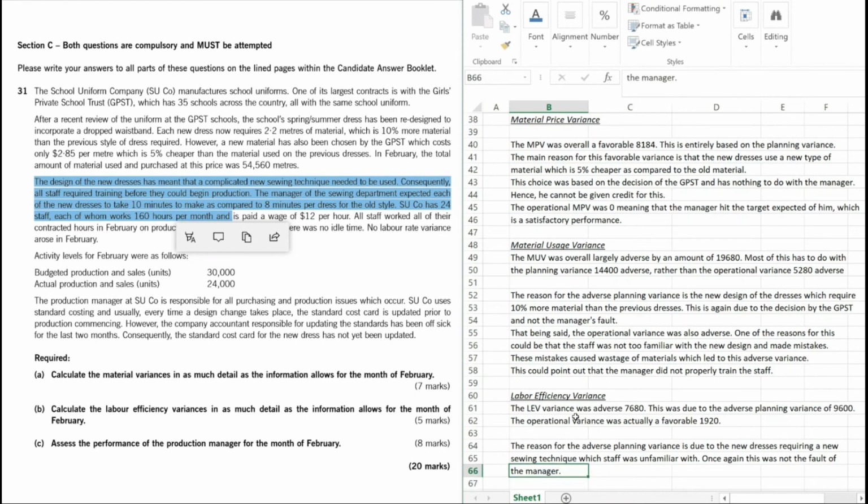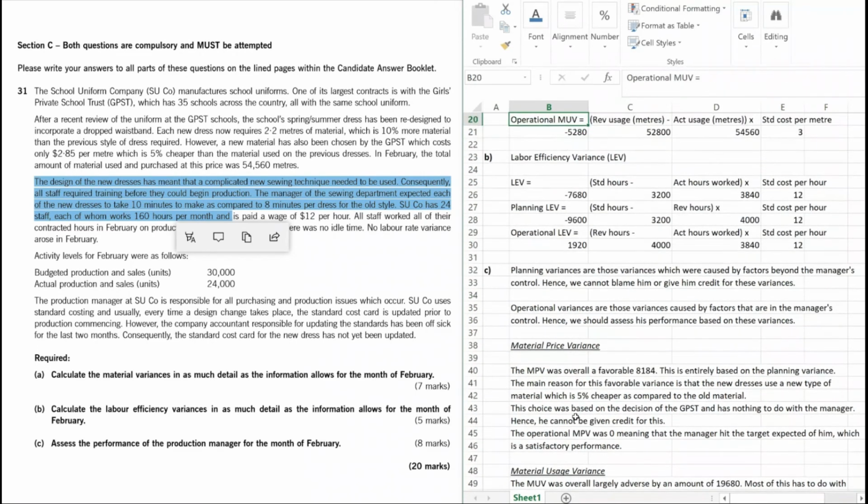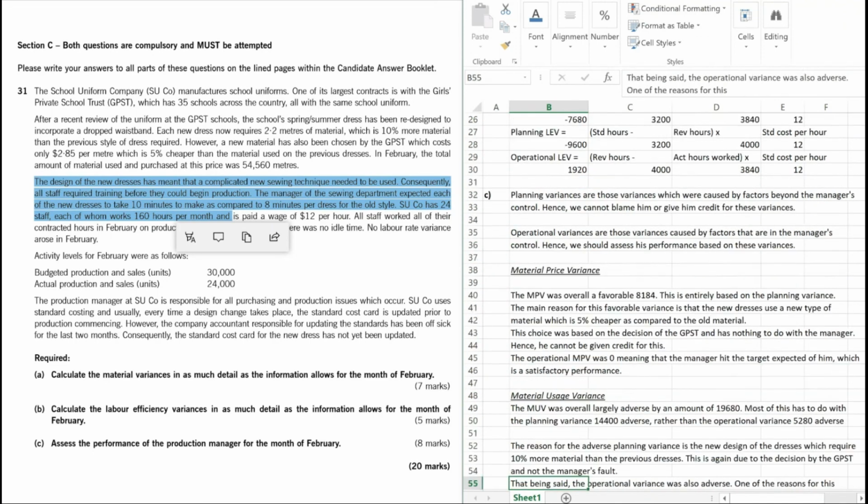Okay, now here's what's interesting. The adverse planning variance exceeds the overall adverse variance and the operational variance is favorable, meaning if we take out the impact of the new sewing technique and the 10 minutes being used rather than the 8 minutes, the manager actually did the job well. In other words, he didn't take 10 minutes, he took less than 10 minutes on the new dresses. If he had taken 10 minutes, the overall variance would have been an adverse 9,600. Instead, it was 7,680, meaning he took more than 8 minutes but less than 10 minutes, right?